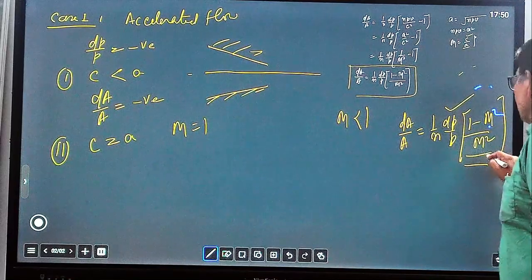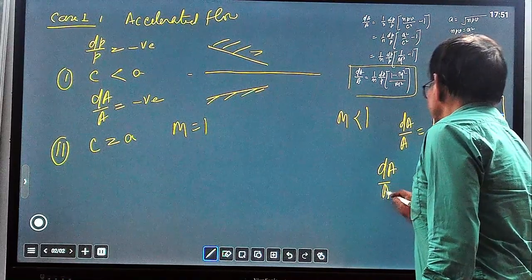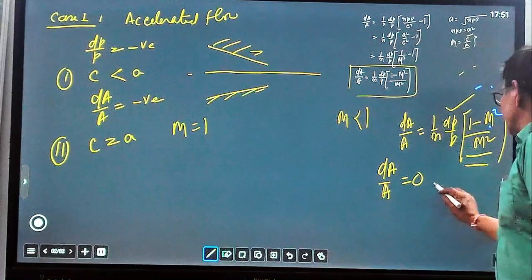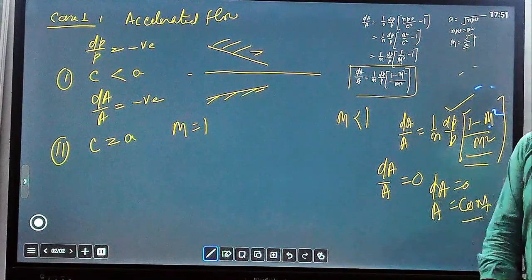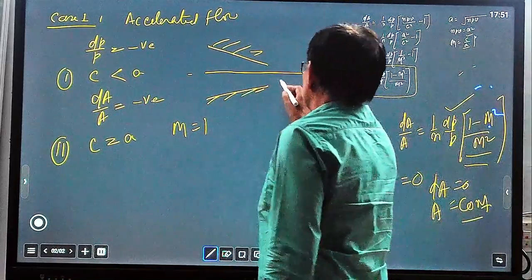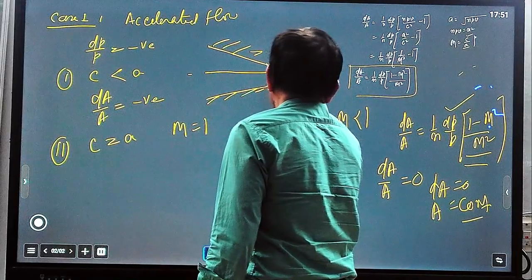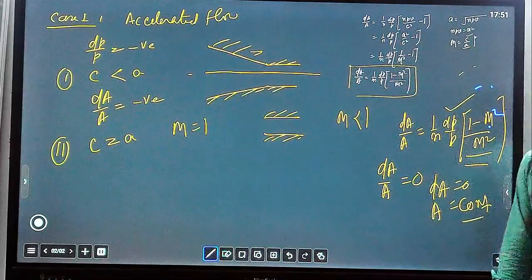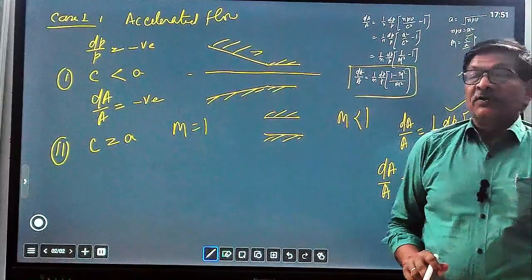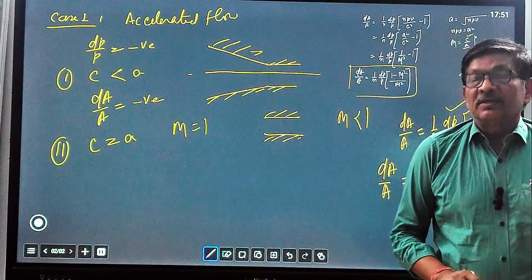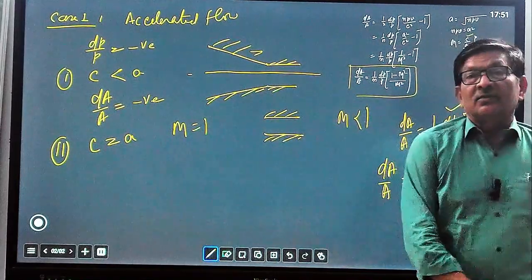Now this will become 0. So when this becomes 0, dA by A becomes 0, so dA equal to 0 means A remains constant. There is no variation in cross section. So this is for the throat, because in the throat region area remains constant. So for C equal to A, the throat velocity will become equal to velocity of sound, meaning sonic velocity. Steam will pass through the throat at the sonic velocity.